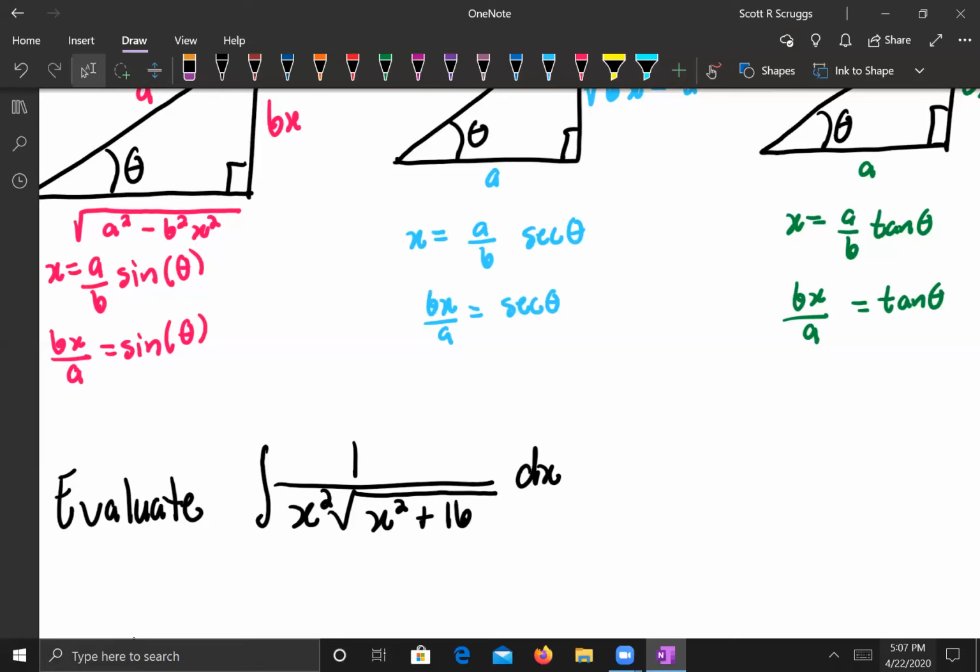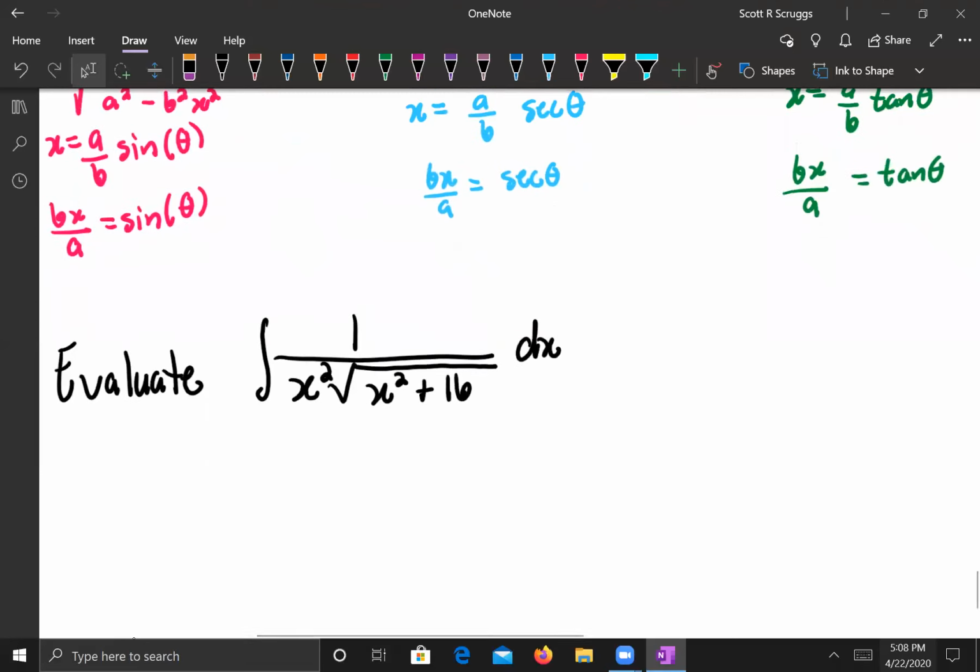All righty. In that case, let's go ahead and tackle the solution. And like I said, trig sub is hard. I know it's hard because I think on test 2, trig sub was one of the harder topics. So let's go over that.